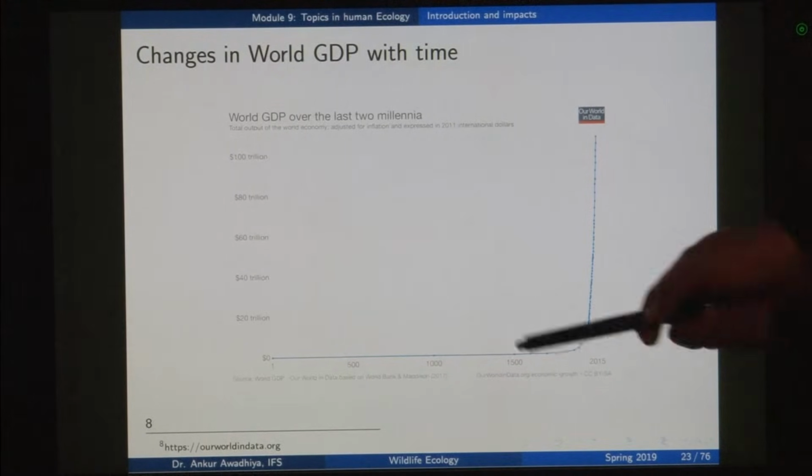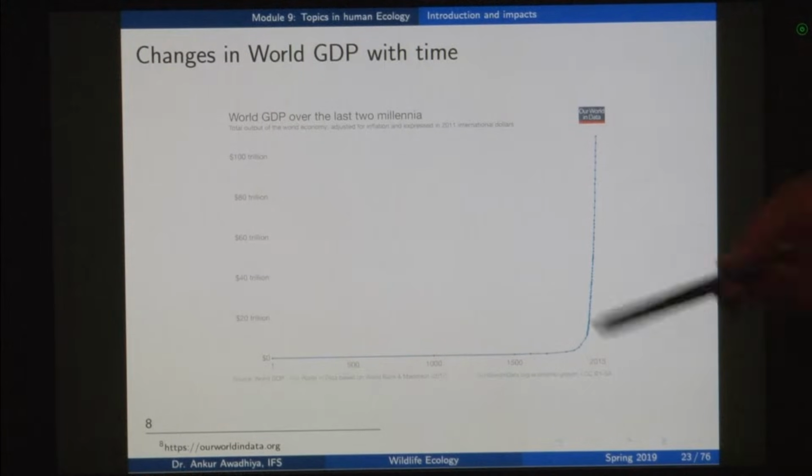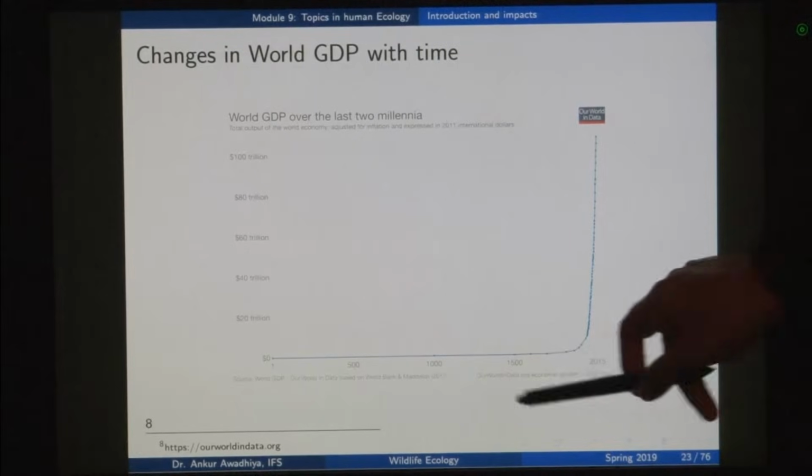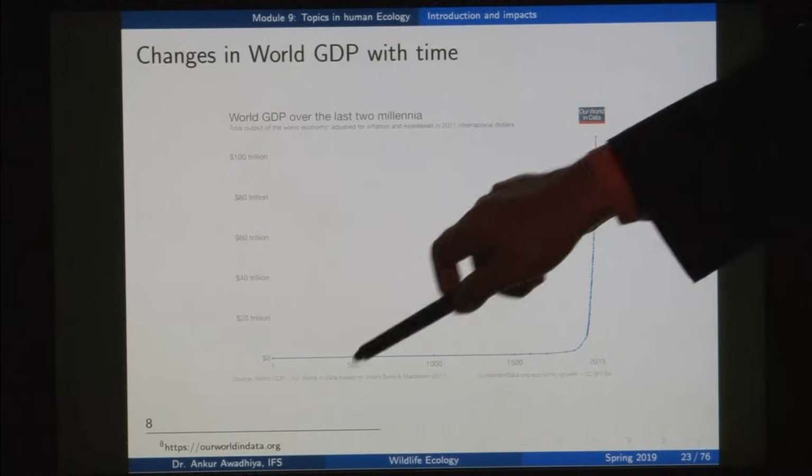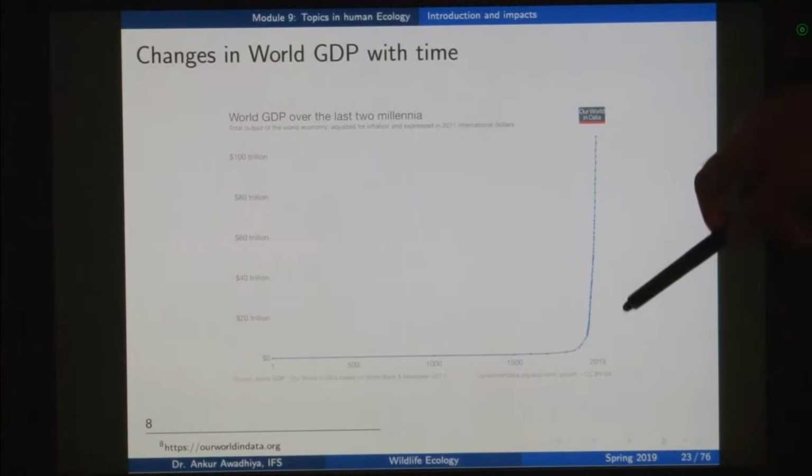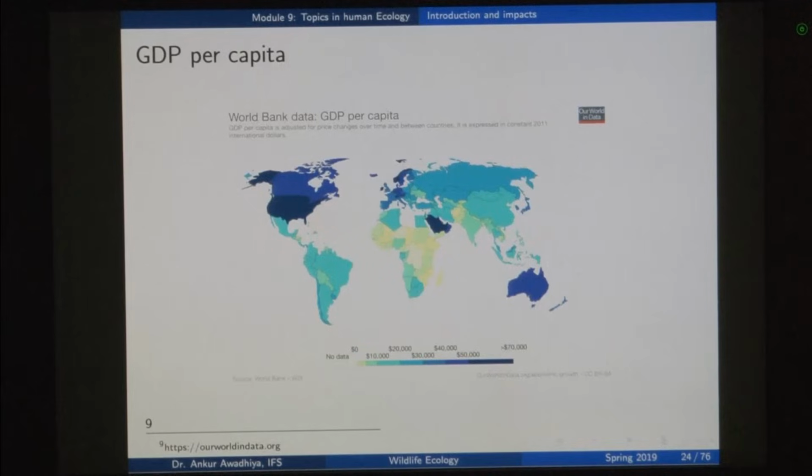If you look at the world GDP through time, we can see that the GDP has also increased with time. Around 1500 AD, the world GDP was not much, but now it is coming close to $100 trillion. And if you look at GDP per capita, earlier we were looking at the density of population, now we are talking about the GDP per capita. The people who have more purchasing power, more things that they can use, more access to resources, will also put up more impacts.